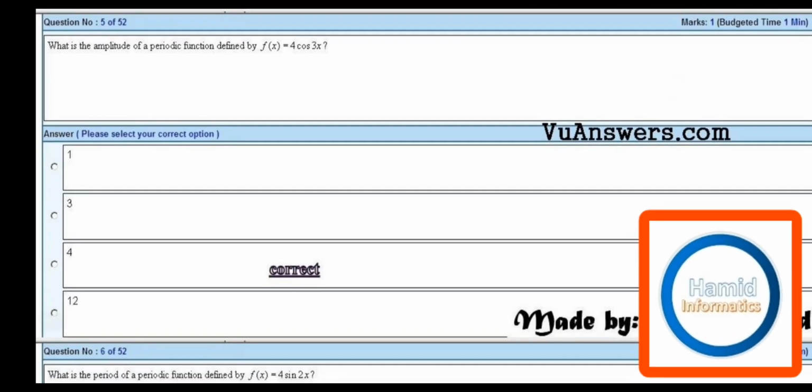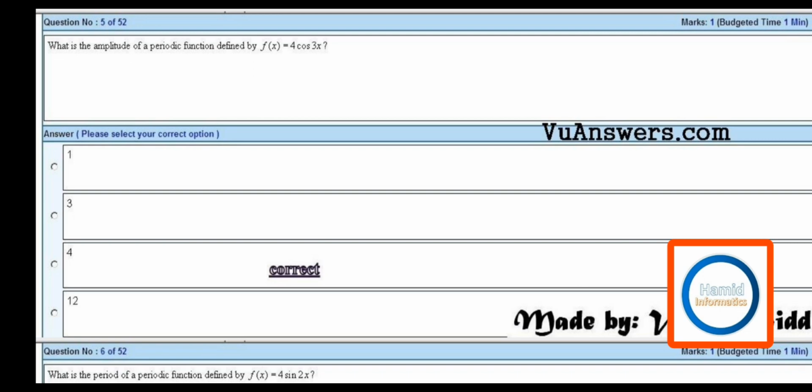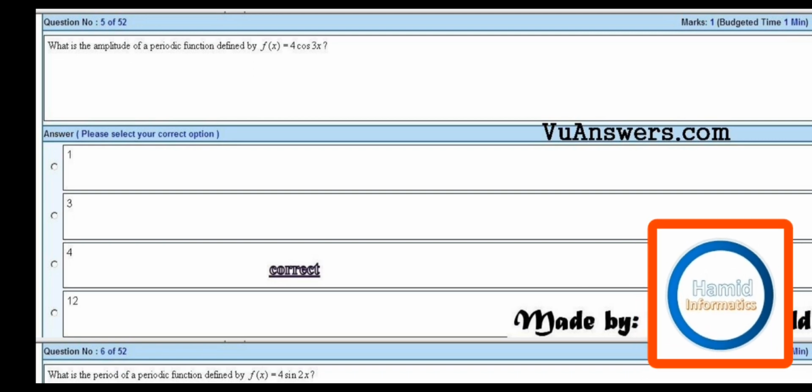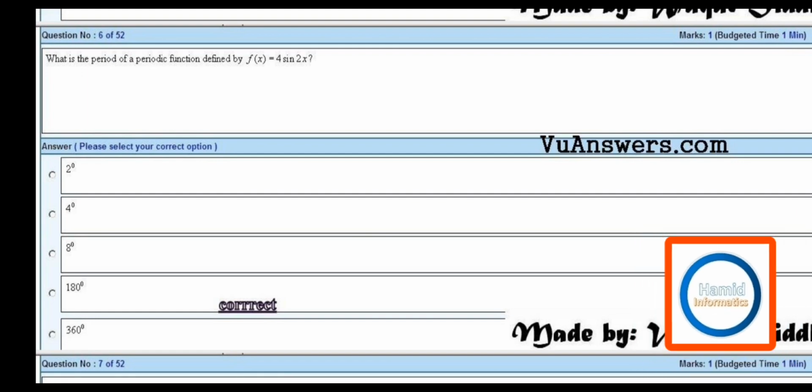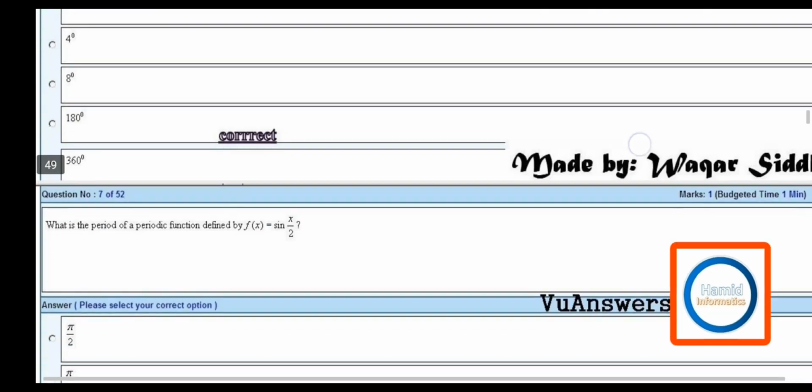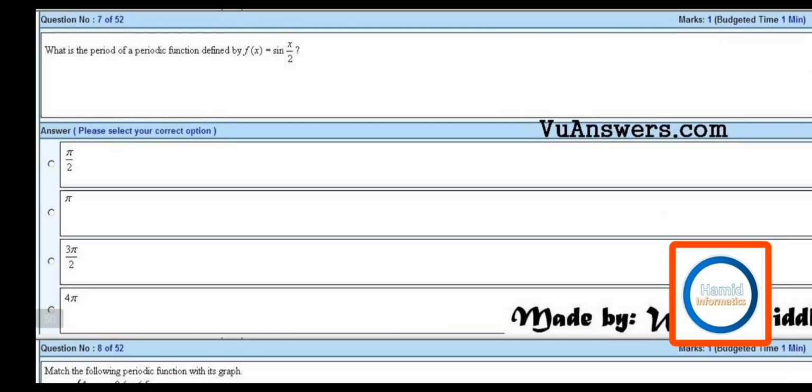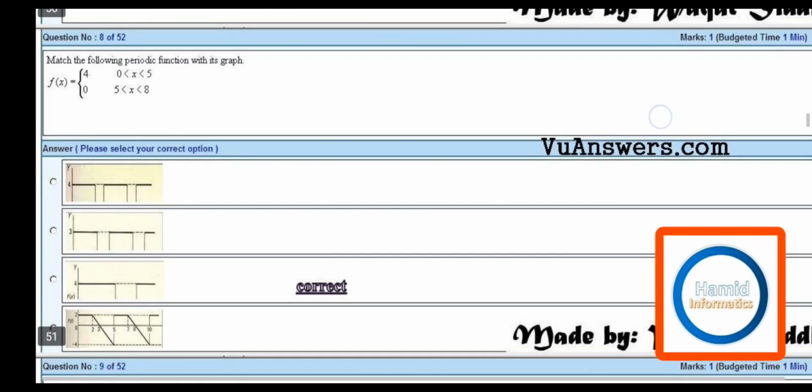What is the amplitude of a periodic function defined by f(x) equal to 4 cos 3x, and the answer is 4. What is the period of the periodic function defined by f(x) equal to 4 sin 2x, and the answer is 180 degrees. What is the period of the periodic function defined by f(x) equal to sin x by 2, and the answer is not mentioned here, so skip this.